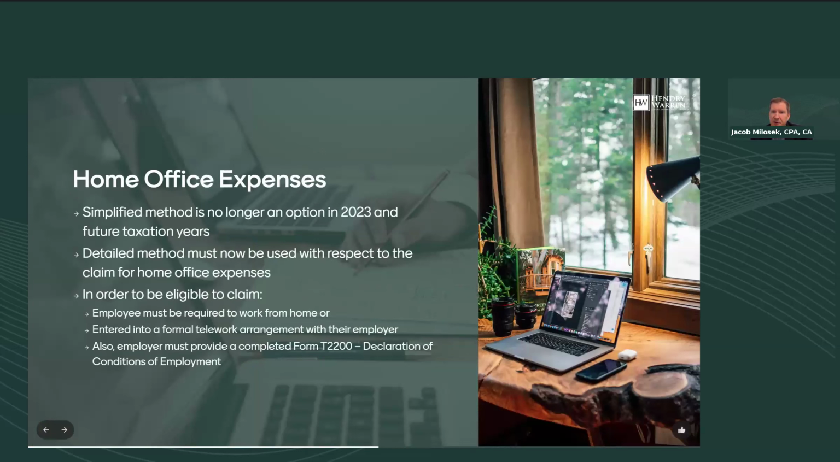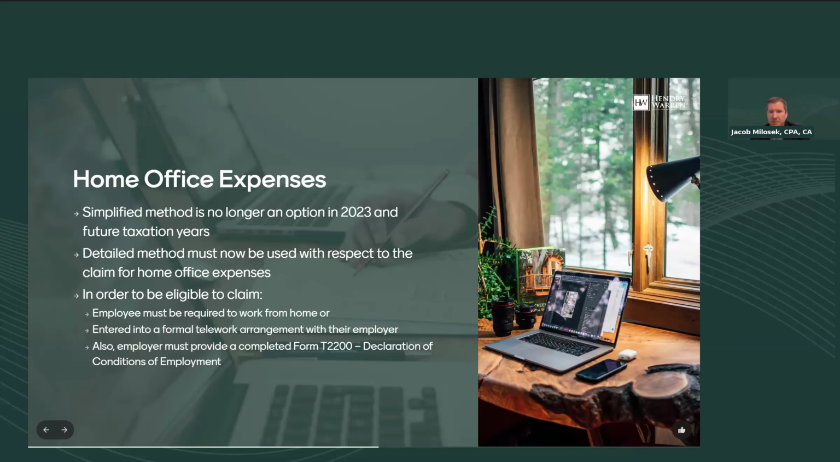The last thing I'm going to cover off is home office expenses. In recent years, there have been two methods we could file under. We could claim either the simplified method or the detailed method. And the simplified method, much like it sounds, was simple, easy, and practical, and in my opinion, it was pretty fair in terms of the deduction that was offered to taxpayers.